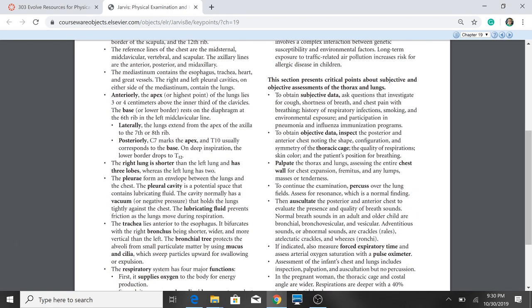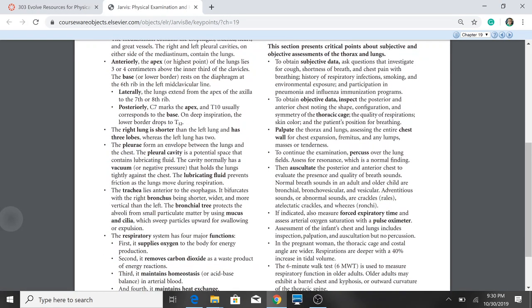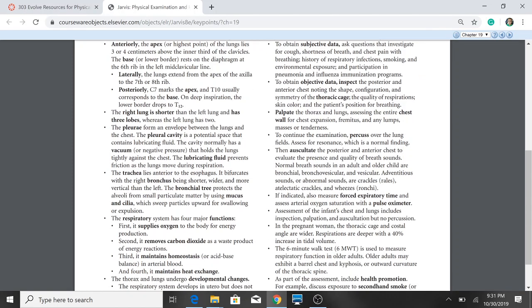Anteriorly, the apex, or the highest part of the lungs, lies 3 or 4 centimeters above the inner third of the clavicles. The base, or the lower border, rests on the diaphragm. The lungs extend laterally from the apex of the axilla to the 7th or 8th rib. Posteriorly, C7 marks the apex, and T10 usually corresponds to the base. On deep inspiration, the lower border drops to T12.